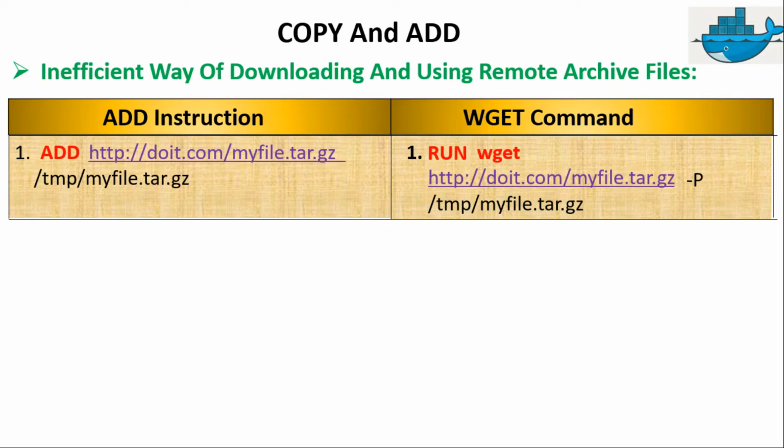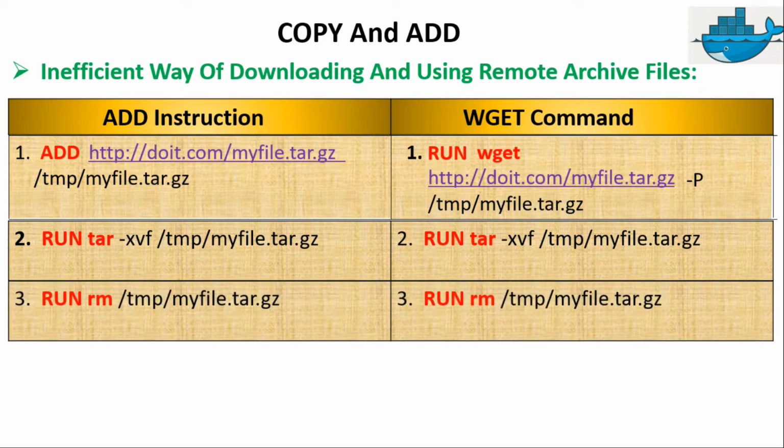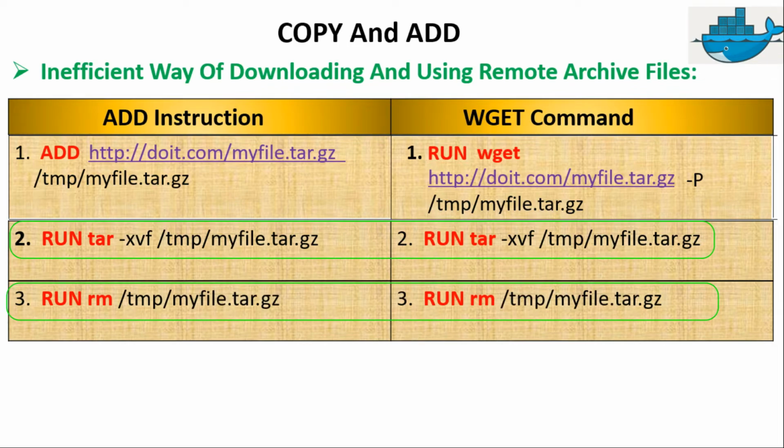Now friends, after downloading, we can extract the downloaded archive file by running the Linux tar command inside the RUN instruction like this. And then finally we can remove or delete the downloaded archive file by running the Linux rm command inside the RUN instruction like this, as shown on the screen. So friends, you would have noticed here that the second and third instructions are the same in both cases, irrespective of whether we are using the ADD instruction or we are using the wget Linux command to download the remote file.